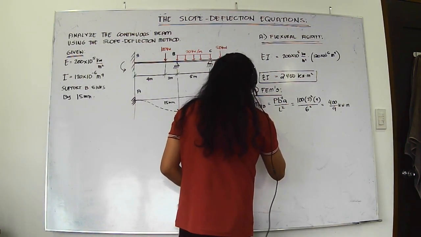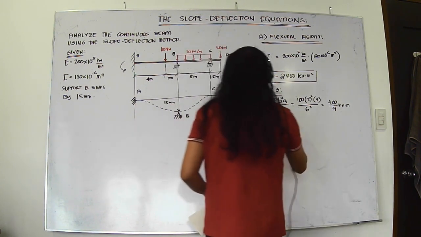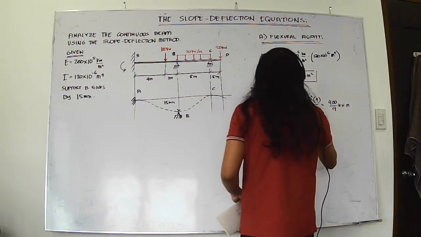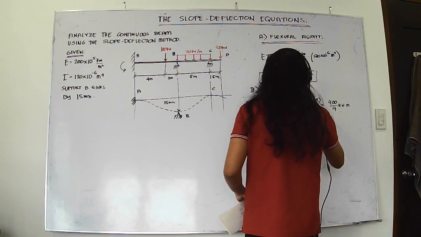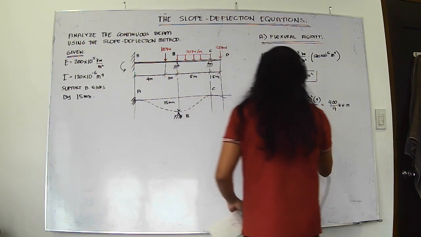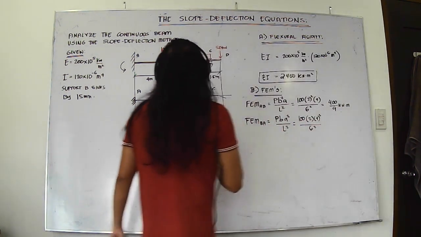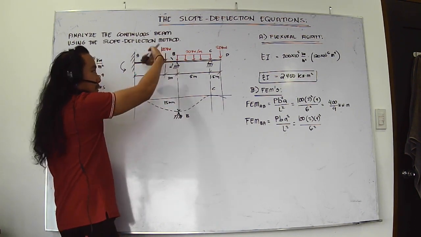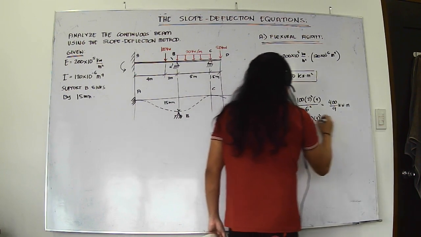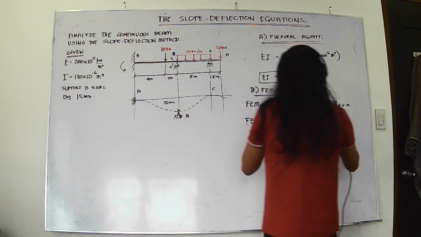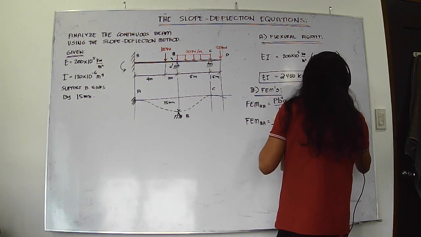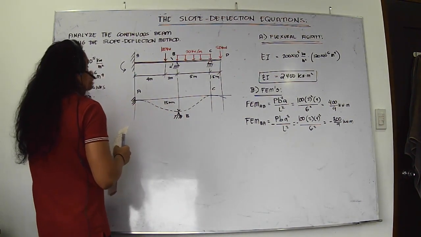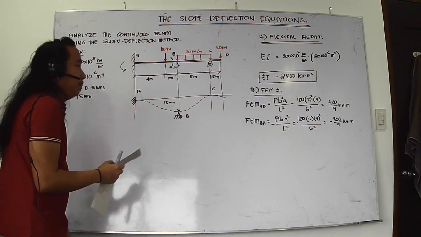So FEM BA is P times the square of the distance from A, over L squared: 100 times 4 squared, divided by 6 squared. But this time the rotation is clockwise, so that is negative. Negative 800 over 9. That is for FEM AB and FEM BA.